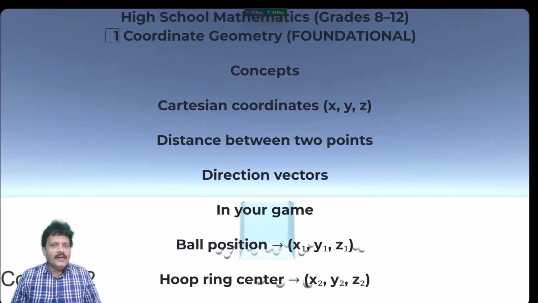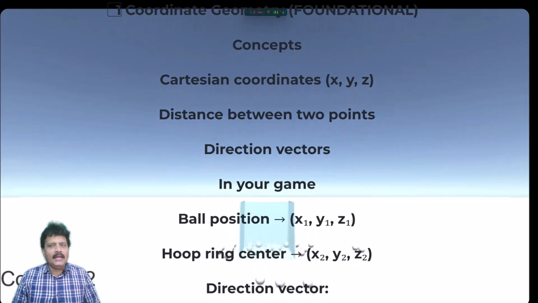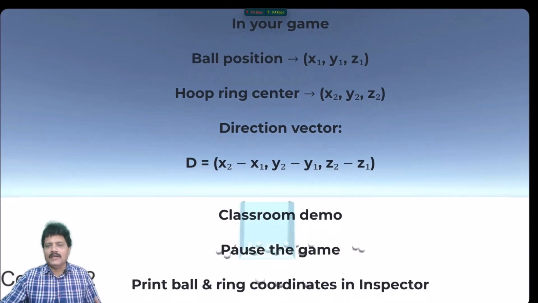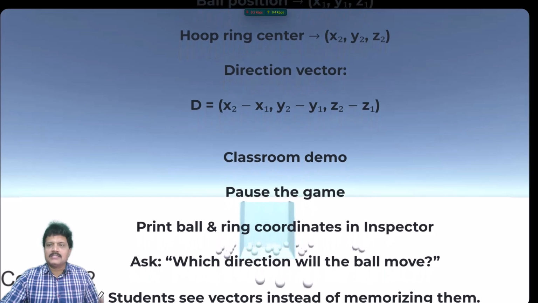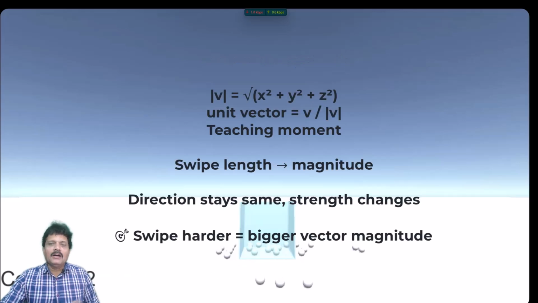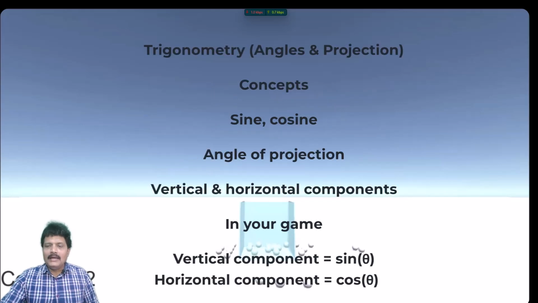Using this concept, we are now going to build a basketball game. This game is being made for a client, and using this game in the classroom, teachers are going to explain various concepts of mathematics like coordinate geometry, Cartesian coordinates, distance between 2 points, direction vectors, and also the various types of formulas. What is vector magnitude, what is unit vector, direction versus strength, converting swipe into magnitude, the direction and strength control, trigonometry. All this will be studied by just going through this game.